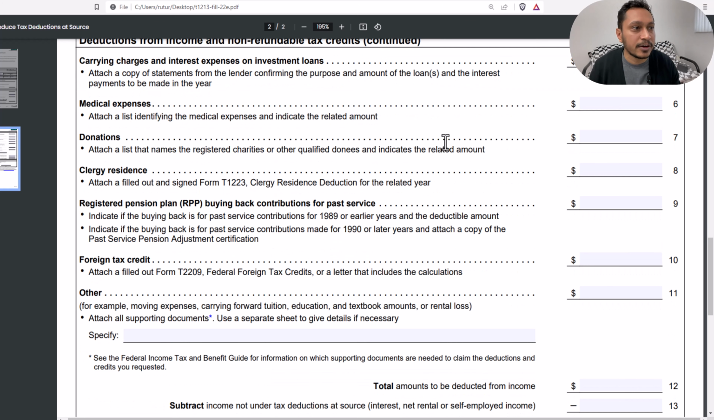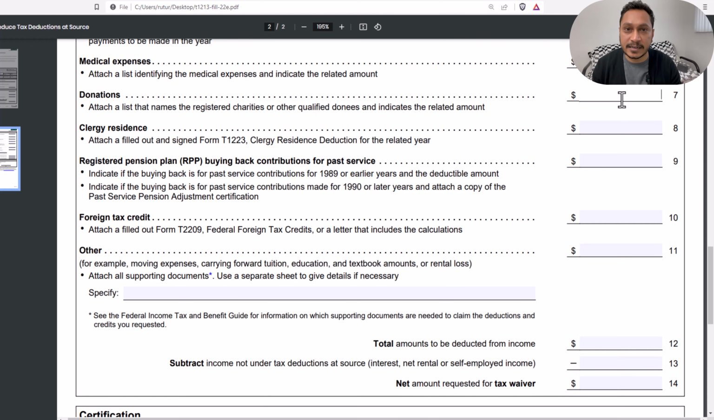Medical expenses. Now, if you have any medical expenses which you are claiming at the end of the year, you can also use that here and reduce your taxes right on your paycheck. So I'll put 0 for now for me. Any donations. If you have any yearly donations and you already have the information about it, like pre-authorized payments, then please put it here. That will also help you reduce your taxes.